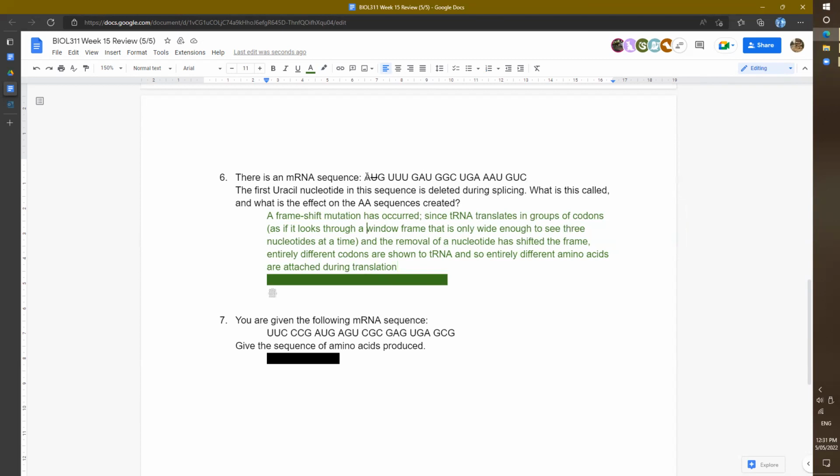And so what happens if we just delete this guy is that the frame has shifted. The window frame, when it used to only be able to see AUG, now looks at the 3 nucleotides at a time, and now this is AGU. So we no longer have our start codon. And so everything is just going to change. If it can't find another AUG within the sequence, I'm not even sure if it could start.